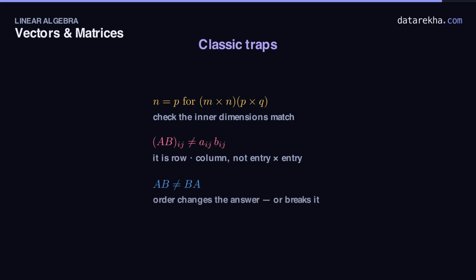Trap 3. Assuming order doesn't matter. Matrix multiplication is not commutative. Swapping AB for BA changes the result and can even make it undefined. And trap 4. Forgetting to reverse for the transpose. AB transposed is B transpose times A transpose. Writing A transpose times B transpose is a classic slip.